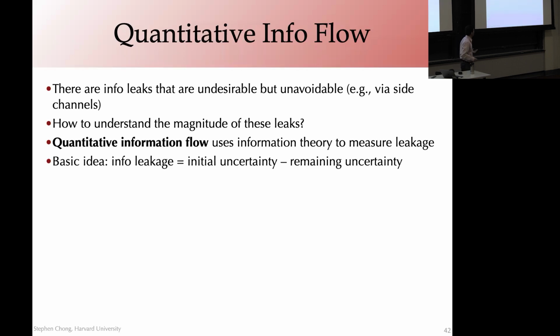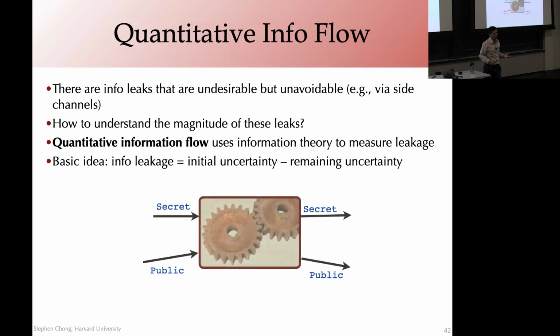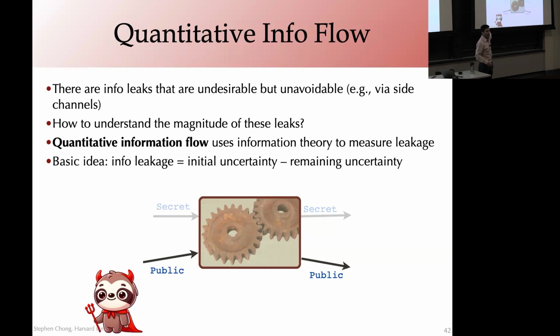The basic idea is that the amount of information leaked by the execution of a system is the initial uncertainty minus the remaining uncertainty after the end of the execution. So to see this graphically, we have a system that's computing on secret and public information. We have an adversary that is, let's say, initially before the execution of the system. The adversary doesn't get to observe the secret inputs. But the adversary, based on the inputs they're providing, might have some prior beliefs about, let's say, the distribution of the secret. The system executes.